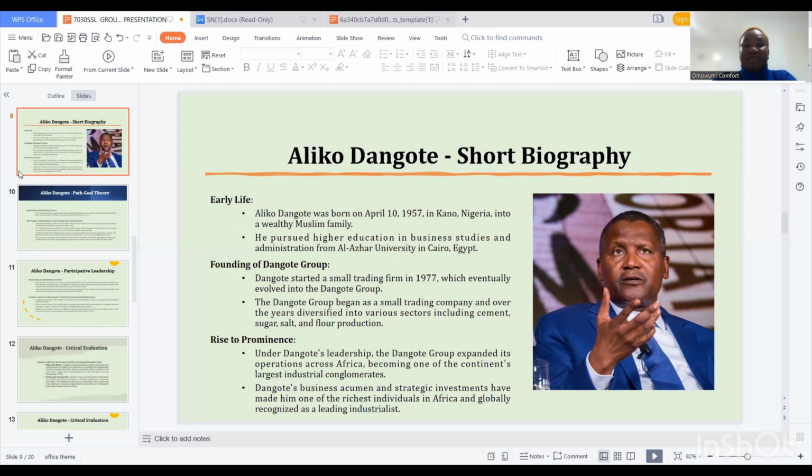Dangote's exceptional vision and remarkable leadership have catapulted him to the forefront of entrepreneurial triumph on the continent. His accomplishments in the business world have positioned him as an inspiration for aspiring entrepreneurs in Africa and beyond. On to our next slide, which is about the path goal theory.